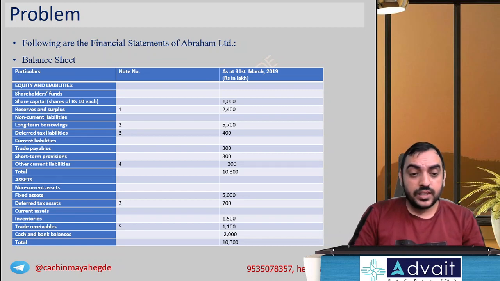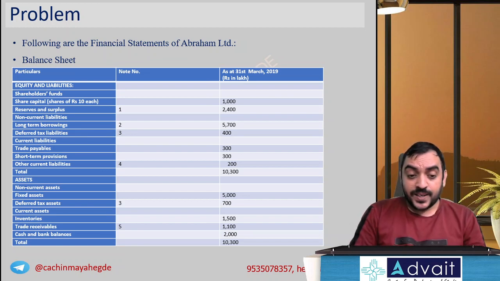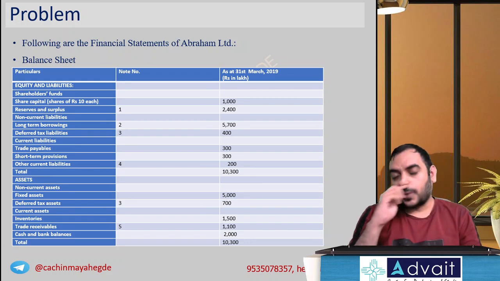Balance sheet: equity and liabilities, shareholders funds, reserves and surplus, non-current liabilities, long-term borrowings, deferred tax liabilities, current liabilities, trade payables, short-term provisions, other current liabilities. Non-current assets, fixed assets, deferred tax assets, current assets, inventories, trade receivables, cash and bank balances, total.